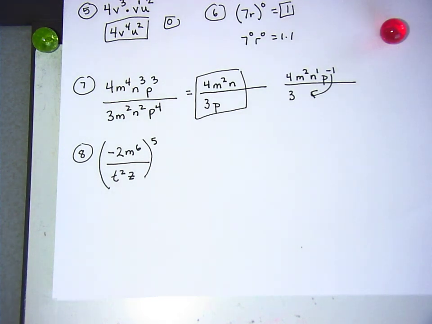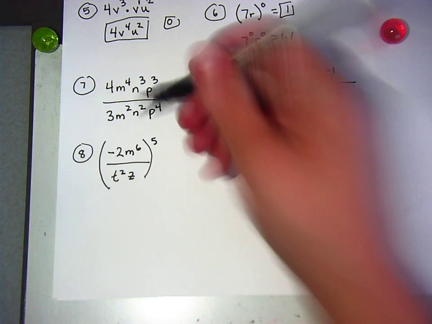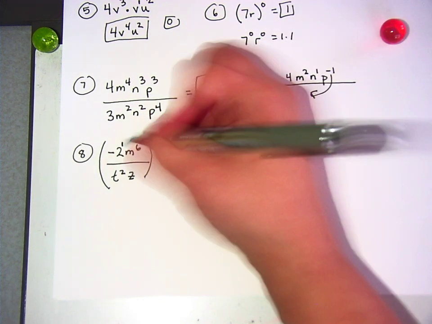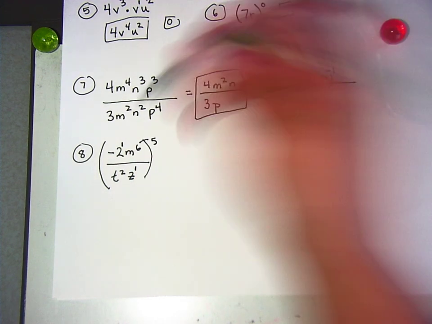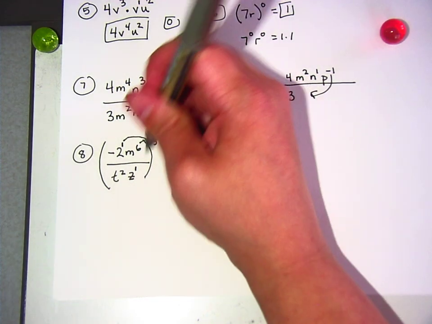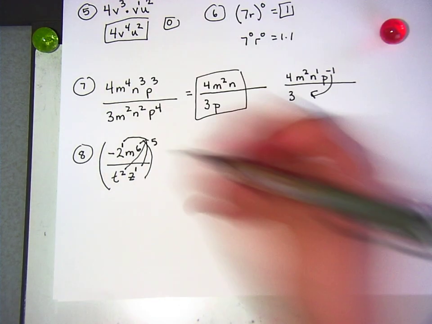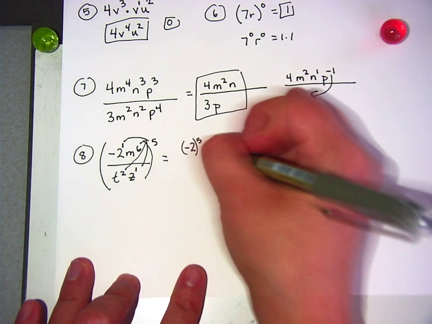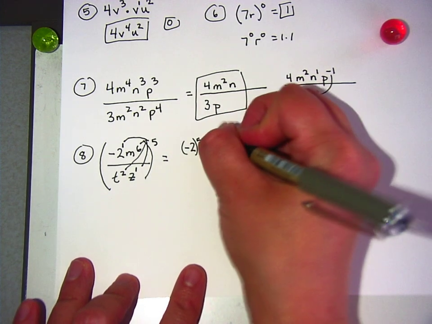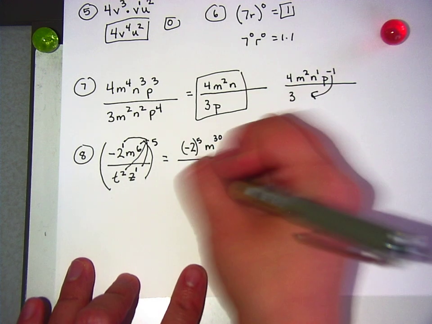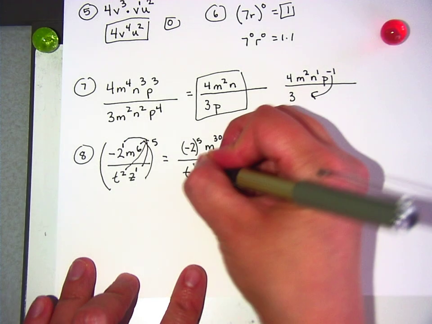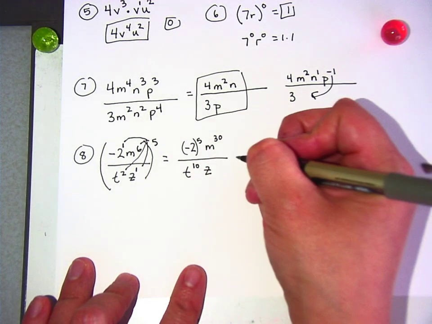All right, now I'm going to lead you through this one, so look up. Do you remember how something on the outside kind of goes to each thing? But this has a first power, and that has a first power. So I'm going to distribute that 5 to all of them. So this equals -2 to the 5th power, M to the 30th power, T to the 10th, Z to the 5th.